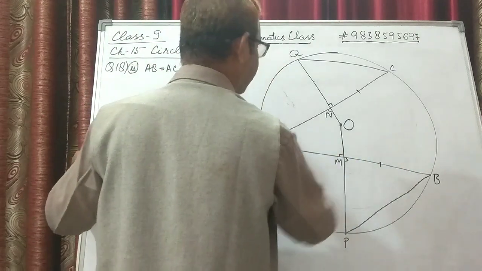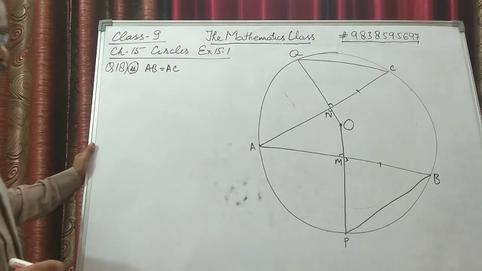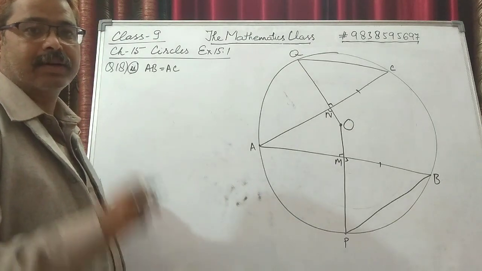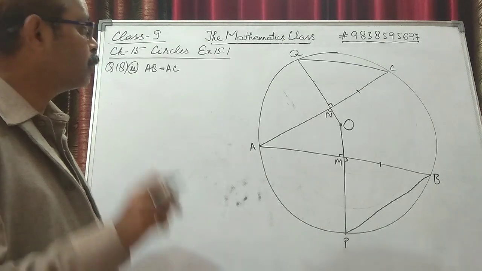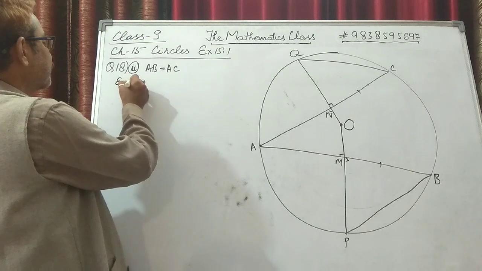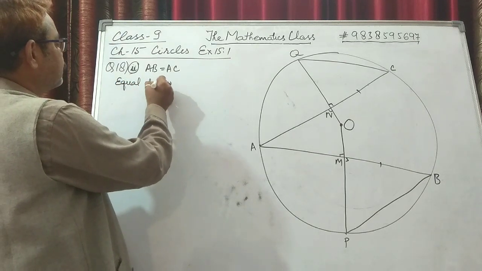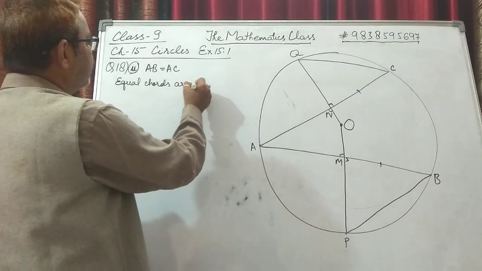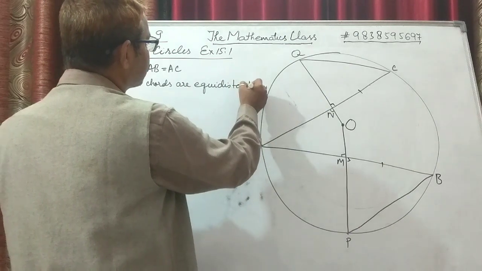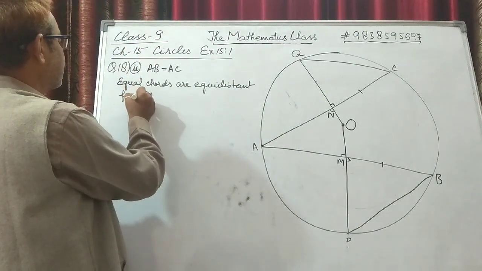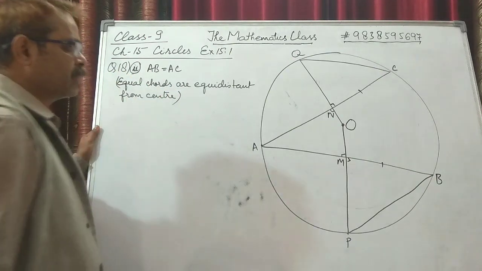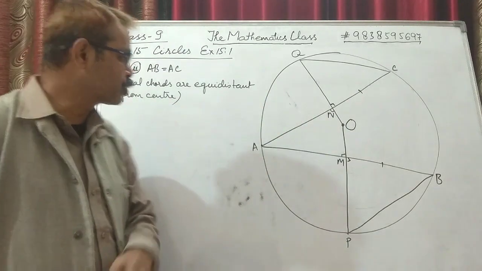These AB and AC chords are equal in length, and we know that chords which are equal in length are equidistant from the center. This is a theorem, so I'll write the theorem. Equal chords are equidistant from center. Now this is the important theorem that will be utilized in this question.